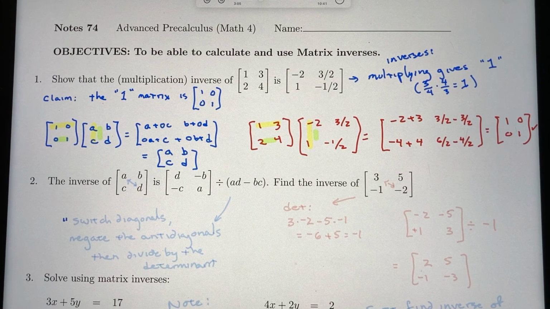Okay, so to find an inverse, I like to say, switch the places of the diagonals, and then negate the antidiagonals. Switch their signs, but don't move them. Then divide by the determinant.